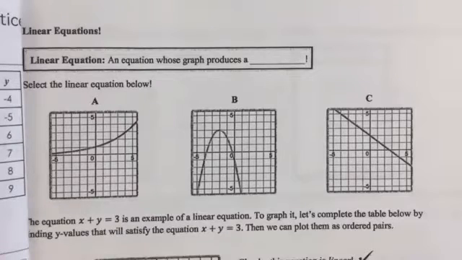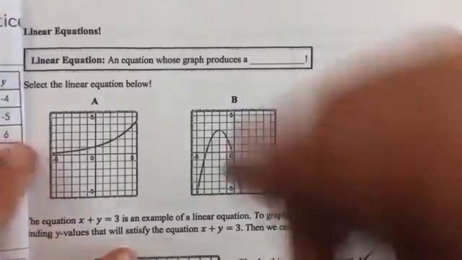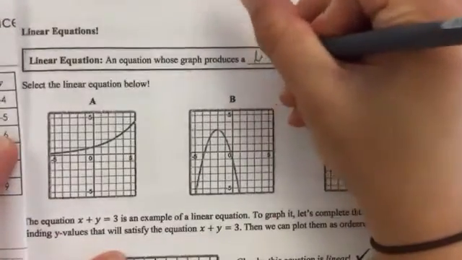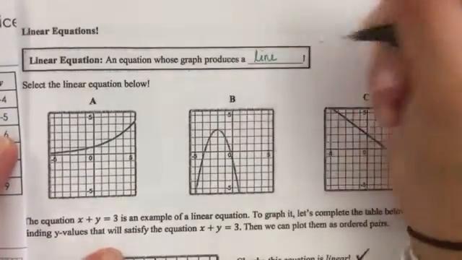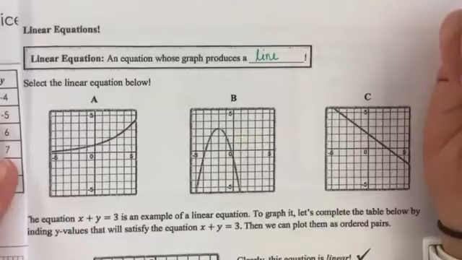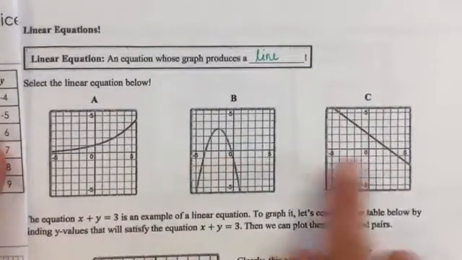Okay, so we're going to talk about linear equations. Linear equations are equations whose graph produces a line. Okay, so it has to produce a straight line. So select the linear equation below.